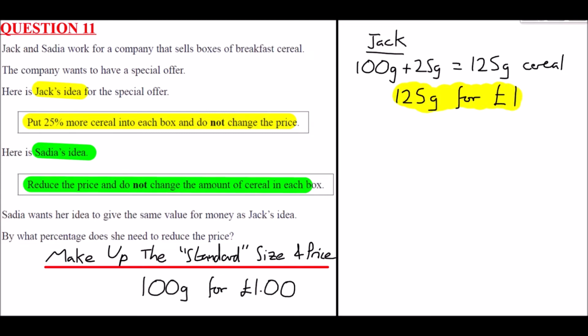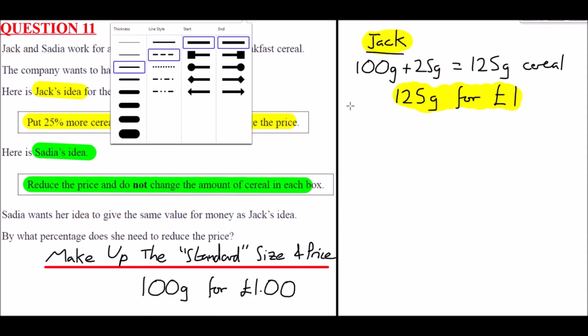Okay, there's two different ways of working out value for money. So we could either do cost divided by amount, or we could do amount divided by cost. It's a ratio of one against the other. For now, I'm just going to leave it like this. So for £1, it's 125 grams. So now we can think about Sadia's idea. So I'm just going to colour code Jack, which is this. Next, let's think about Sadia's idea.